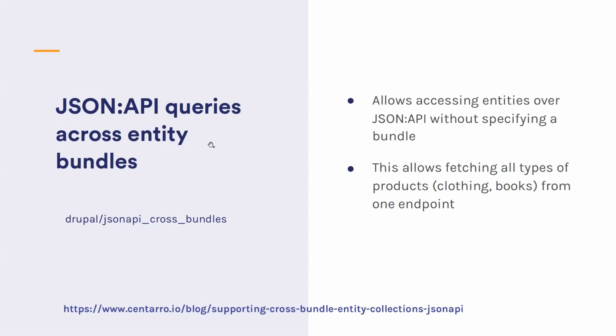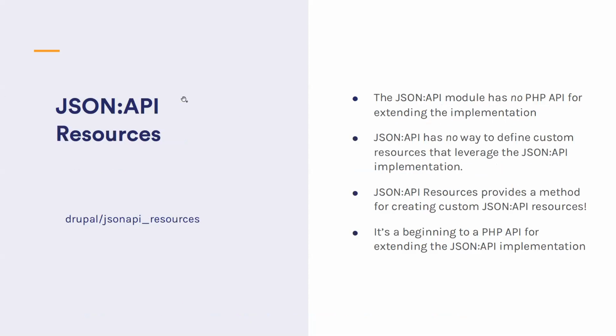Here I wanted to quickly share a few things that we at Centarro have worked on that help make working with Drupal Commerce in a decoupled scenario easier. By default, JSON API doesn't let you do cross-bundle queries, so you couldn't just get all of your products in one shot. So we did build the JSON API cross-bundles module. This allows you to get /products and also see all of your clothing and books at the same time, for example. We created the JSON API resources module.